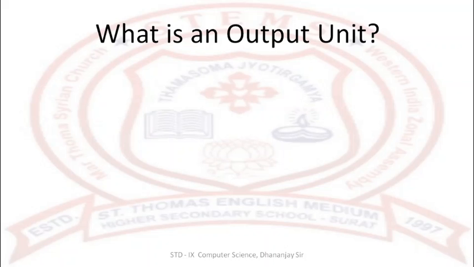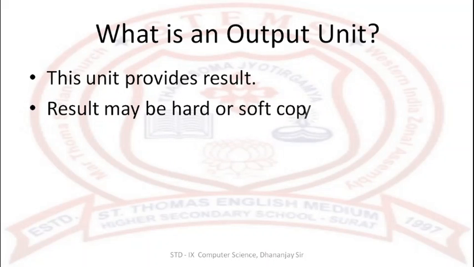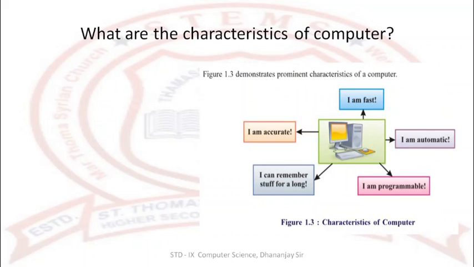What is an output unit? This unit provides the result. Result may be hard copy or soft copy. Hard copy means the copy which is provided by the printer on the paper. Soft copy means the copy which is stored in the computer in the form of documents, in the form of Excel, in the form of PPT, etc.